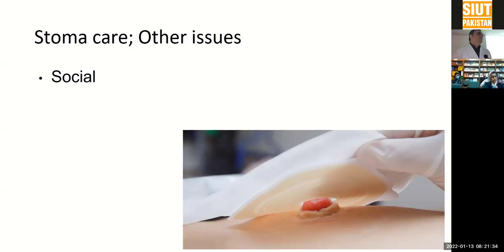In order to help him socialize with other people, what can we offer him? Dr. Islam. First of all, we should teach him how to apply the stoma bag over the body. That's all fine. That's dealt with. You have to make this person go back into society and work as a normal individual. I will ask you that you have to regularly empty the bag.